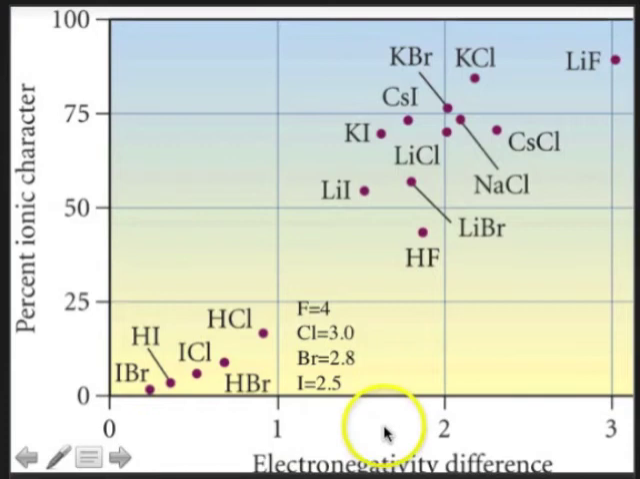Here's a graph that shows electronegativity difference and percent ionic character. We see that lithium fluoride, which has an electronegativity difference a little greater than 3, is almost 100% ionic. And as the difference in electronegativity between the bonding elements gets smaller, the percent ionic character of those compounds diminishes accordingly.